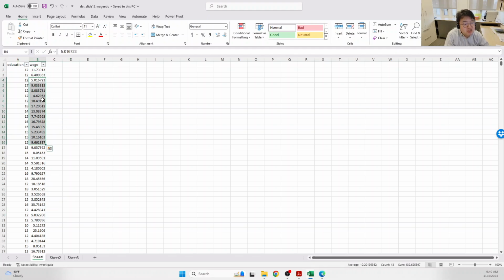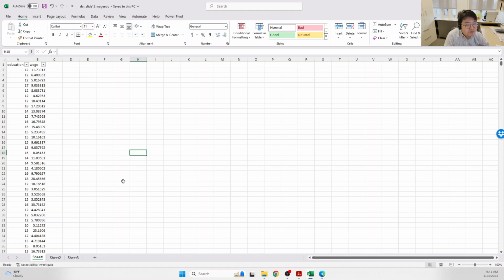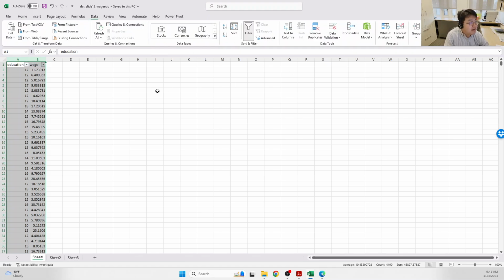Also, you have wages. So you can just open it and let me see. Looking at the wage distribution, the minimum in our observations is $1 per hour, and it goes up to $40. Some people earn more than $40 per hour, but some people earn $1, right? So we are going to run a regression model using these two variables.